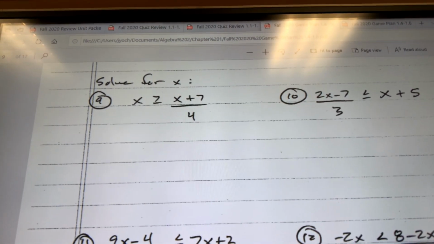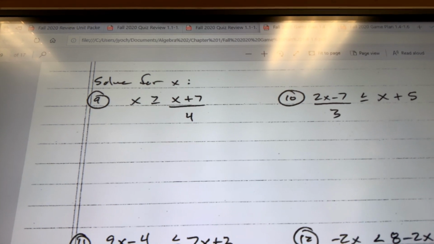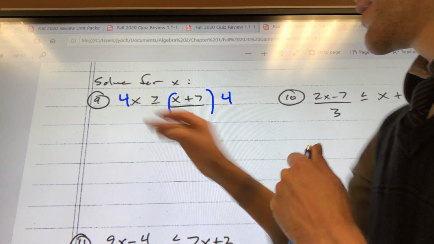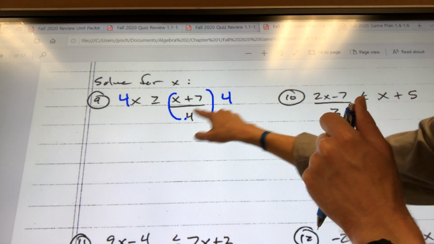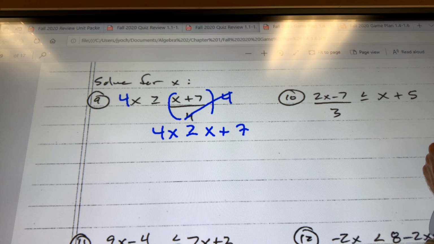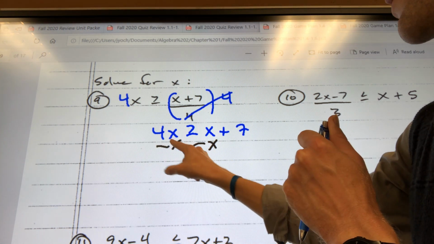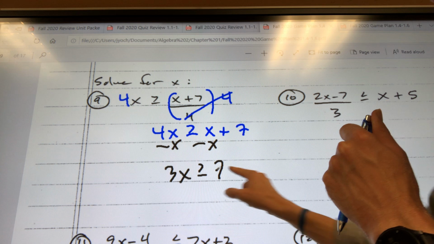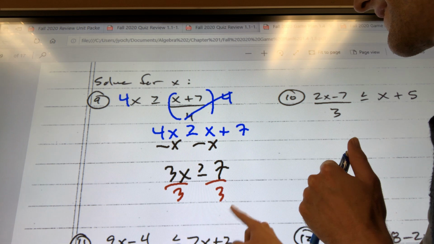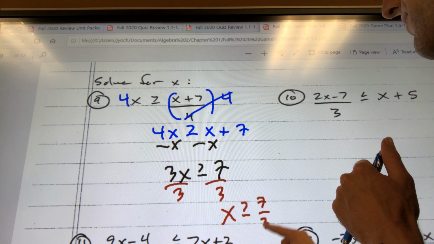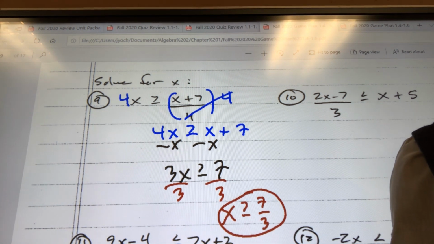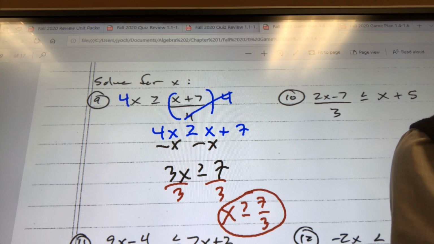All right, number 9 here. What we should do is multiply both sides by 4. Now you're just solving, so you don't have to graph anything. Multiply both sides by 4. The 4's cancel. You have 4x greater than or equal to x plus 7. Then you're going to subtract x from both sides. This is the kind of work that I want to see. 3x greater than or equal to 7. Then you're going to divide both sides by 3. x is greater than or equal to 7/3. There on page 8, number 9.